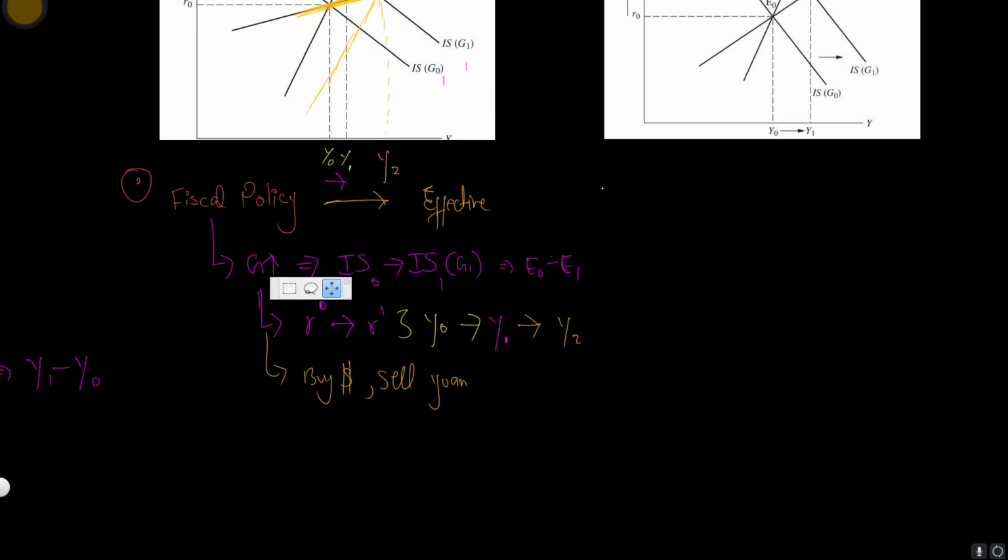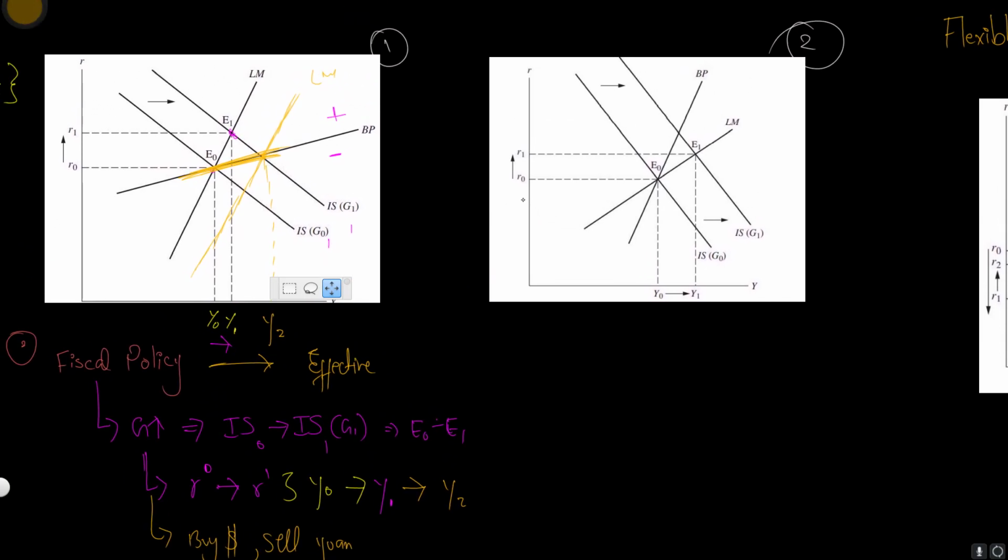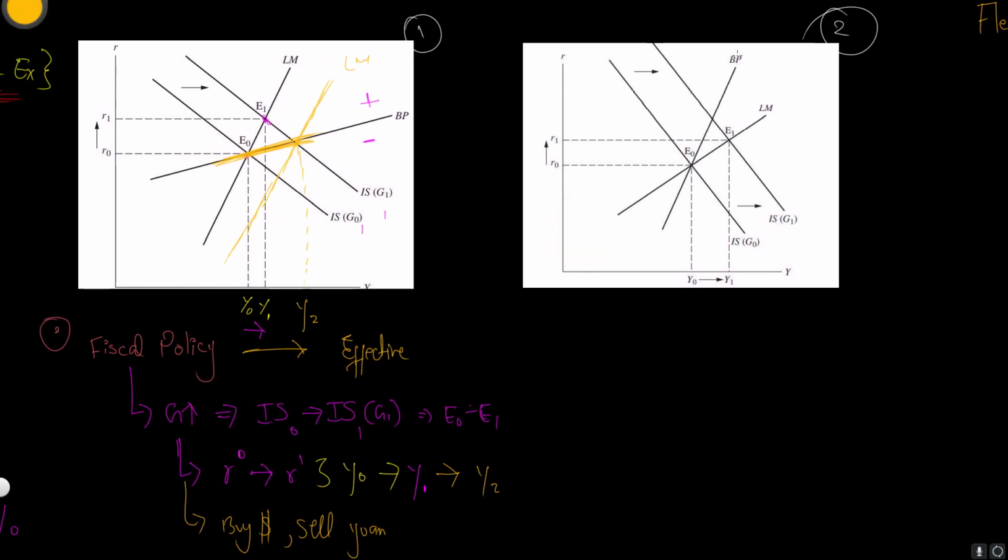Now what's going to happen if our BP curve is inelastic? Our BP curve is steeper. We would have the exact same analysis. However, there's one big difference. In the previous one, when we have the BP curve flatter, then the equilibrium point, meaning E1, is slightly towards the positive side, meaning E1 is on the surplus side.